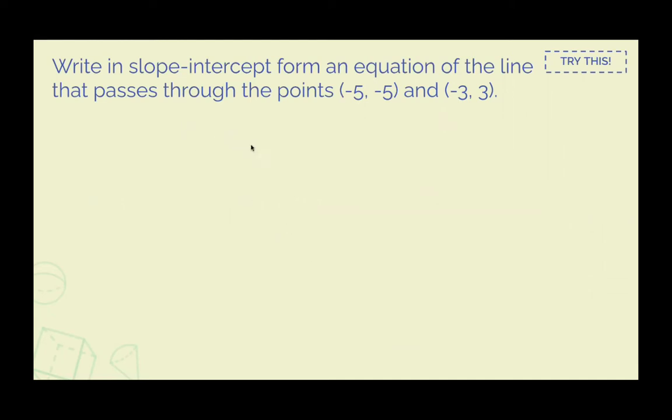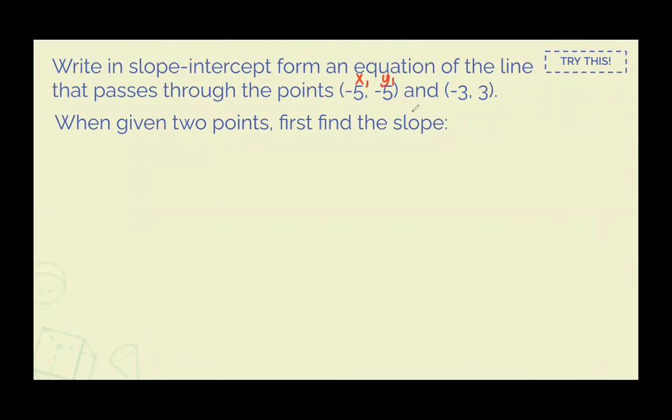Okay, so we're going to write an equation in slope-intercept form with the points (-5, -5) and (-3, 3). First, go ahead and find your slope. I'm going to label (-5, -5) as my first ordered pair, so x1, y1, and then (-3, 3) as my second ordered pair, or x2, y2. And then plug it into your slope equation.